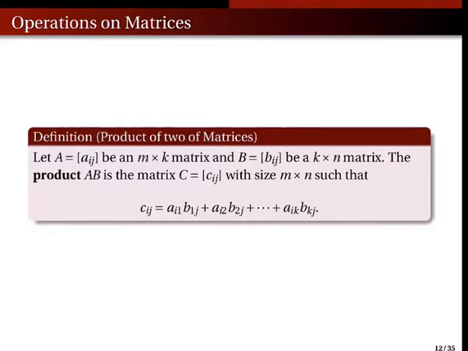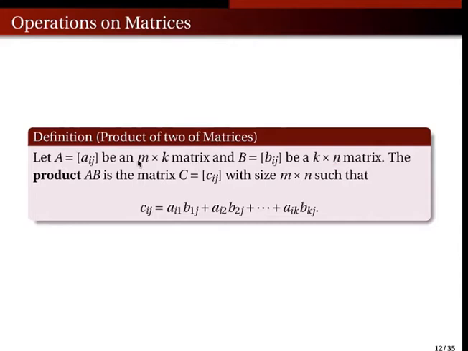Now, let us talk about products of two matrices. And please listen very carefully because multiplication of two matrices is not as easy as addition, subtraction, and scalar multiplication. Okay? So, let A be an M by K matrix and B be a K by N matrix.